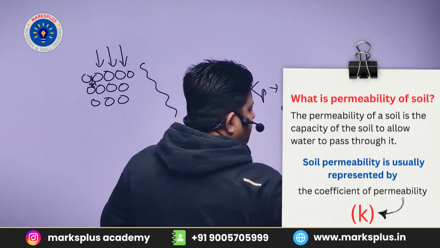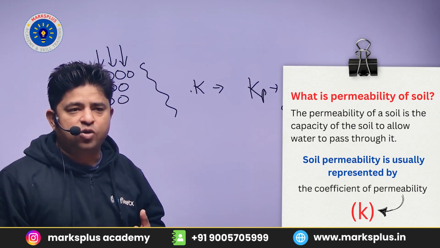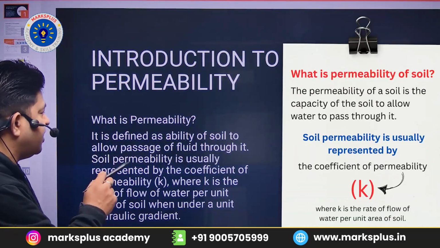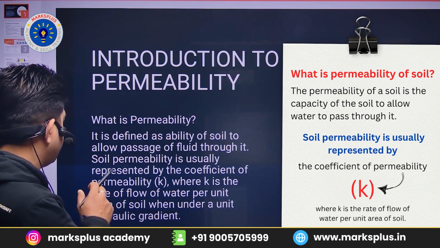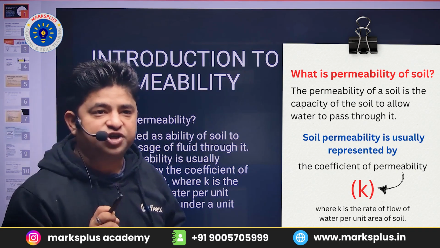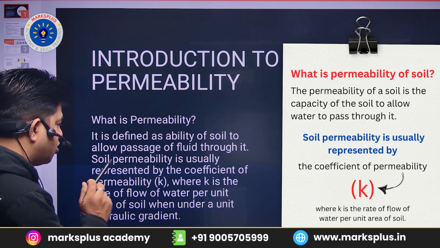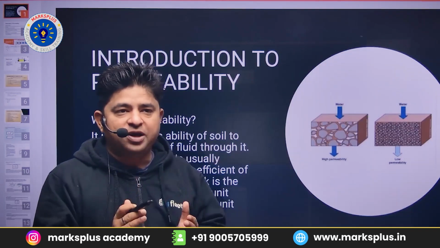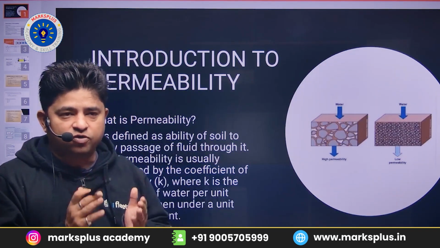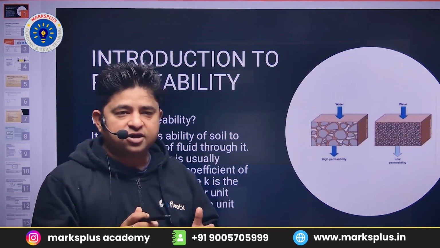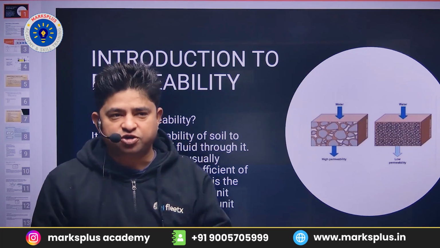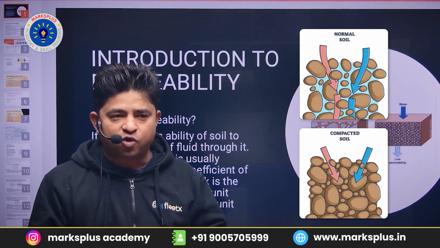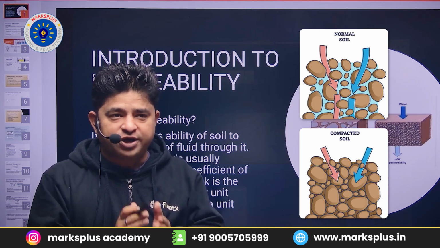So what is permeability? Permeability is the ability of any medium to allow passage of fluid through it. Soil permeability is usually represented by the coefficient of permeability, denoted by small k, where k is the rate of flow of water per unit area of soil. As I just told you, the flow of fluid is taken through the whole soil mass, whereas the coefficient of percolation is the actual flow of the fluid through the voids between the solid grains of the soil mass.